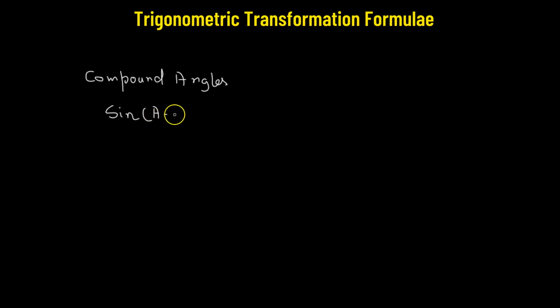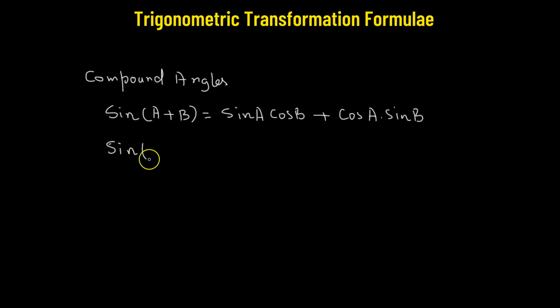Sine of the compound angle A plus B is given by sine of angle A times cosine of angle B plus cosine of angle A times sine of angle B. Then we define sine of A minus B. That will be given by sine of angle A times cosine of angle B minus cosine of angle A times sine of angle B.